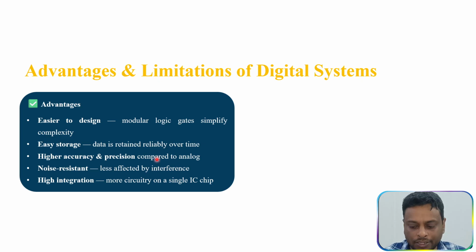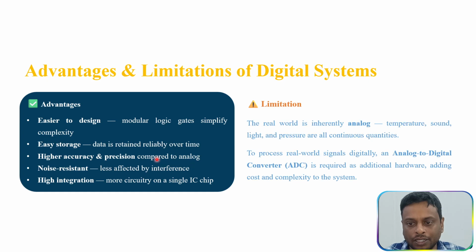But we have some limitations also. What are the limitations? The real world is analog, with signals like temperature, sound, light, pressure, etc. These are continuous quantities. To process real-world signals digitally, we need analog to digital conversion. That converter is additional hardware, adding cost and complexity to the system. So we must have an analog to digital converter that converts the analog signal, because we live in the analog world, into a digital signal. And then the digital signal can be converted back into an analog signal.